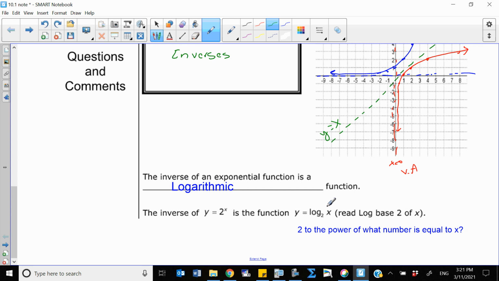So this is how you write it, y equal to log base 2 of x, and this is how you read it. The meaning of this log is written in this sentence over here. When you have y equal to log base 2 of x, it means 2 raised to the power of what number is equal to x. This is the meaning of log. 2 to the power of what number is equal to x.